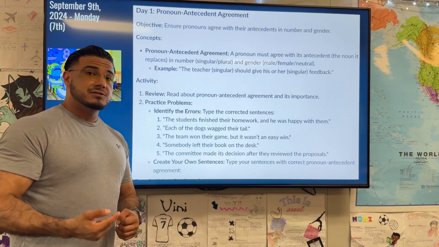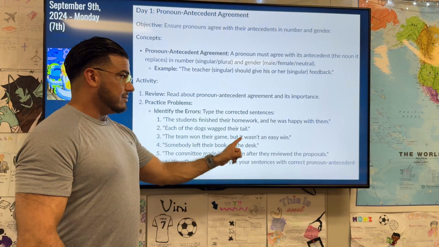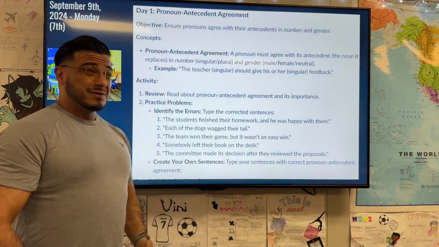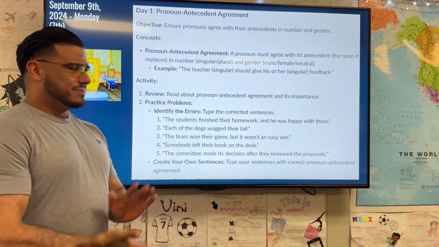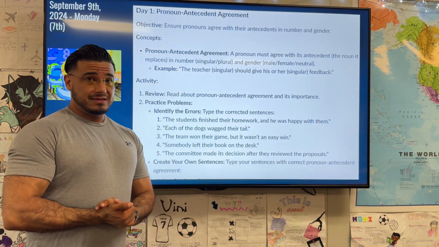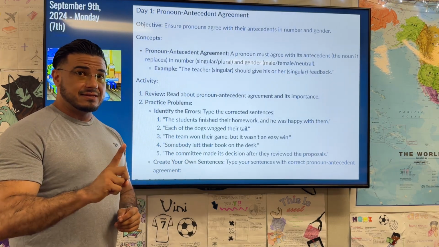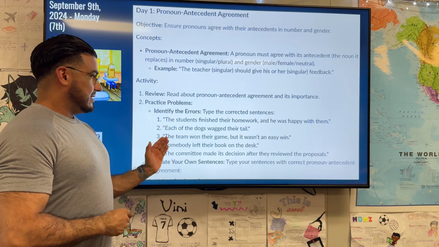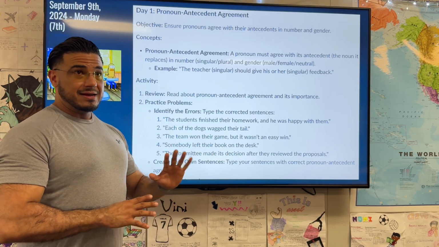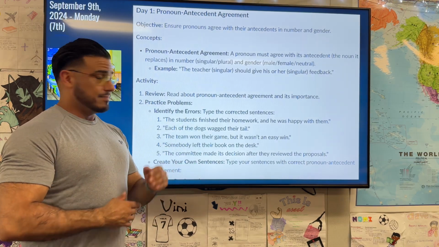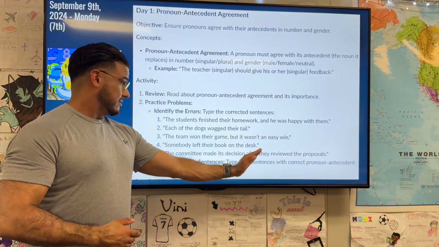All right, moving on to number 3. We have: the team won their game, but it wasn't an easy win. Okay, again, you think a team, it's a lot of people. As a result, it's got to be plural. This is not the case. This is a collective noun. It refers to many people, but it's treated as a singular item. So, the team, singular, won its game, not their game. So, its game.